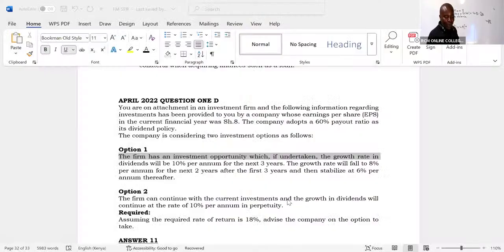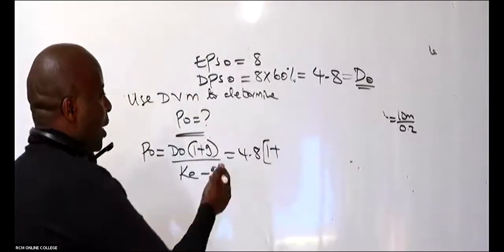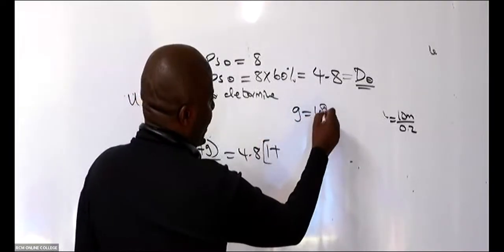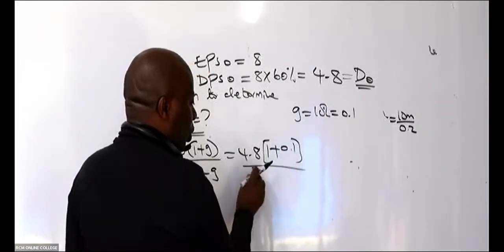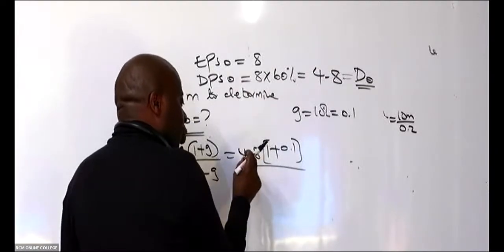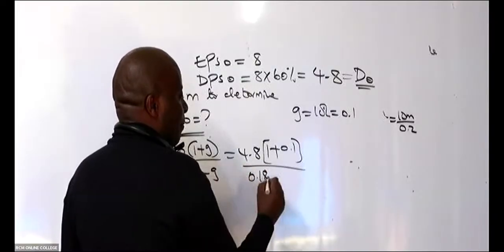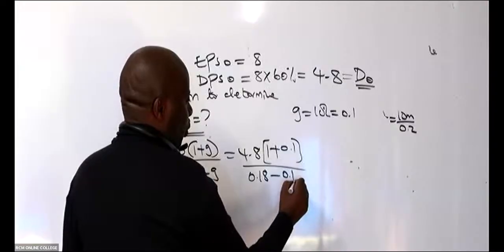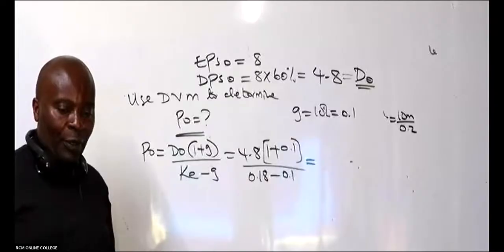So you can see here in option 2, they have told us that the dividends will continue growing at 10% per annum in perpetuity. So the growth rate has been given. And when the growth rate is 10%, this is the same as 0.1. So 1 plus 0.1, all over cost of equity, which is the same as required return. They've told me it is 18%. 18% is 0.18 minus the same growth rate of 0.1. So are you able to give me the final answer?